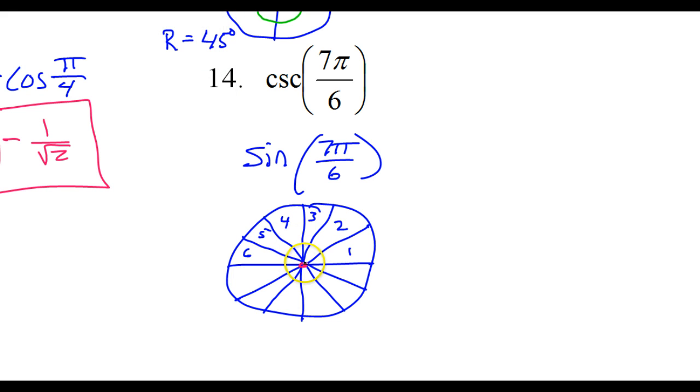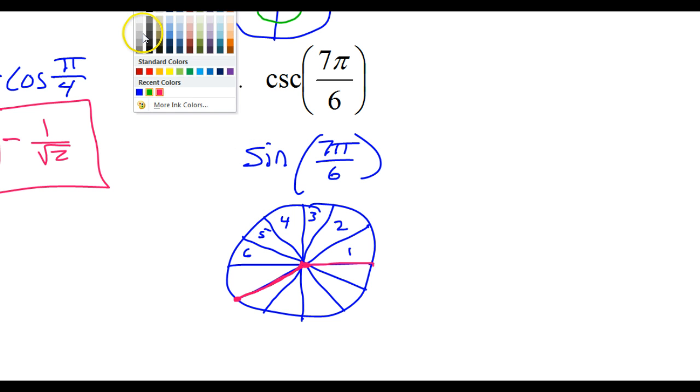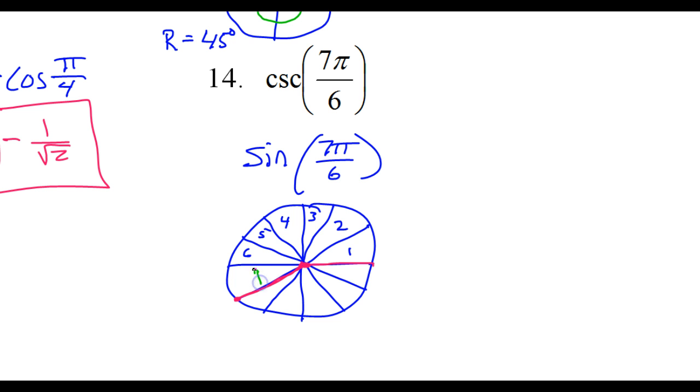Okay, so I've got my initial side, of course, here on the positive x-axis. Now here I go, 7 pi over 6. So that's 1, 2, 3, 4, 5, 6, 7 pi over 6 is going to be right here. Now, of course, the reference angle is this angle right here, and each one of these is pi over 6, and we knew that from the start. That's one of the things that make radians convenient to work with.